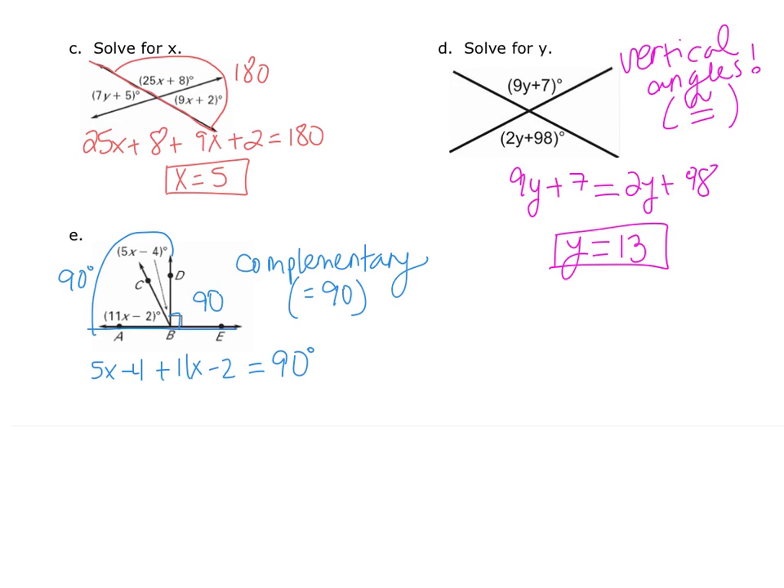Now let's go ahead and solve this one. We can combine our like terms together. We get 16x minus 4 and a minus 2. We get a minus 6. Add your 6 over, and we would have 96 equals 16x. Divide by 16, and we would get x equals 6 for this last one.